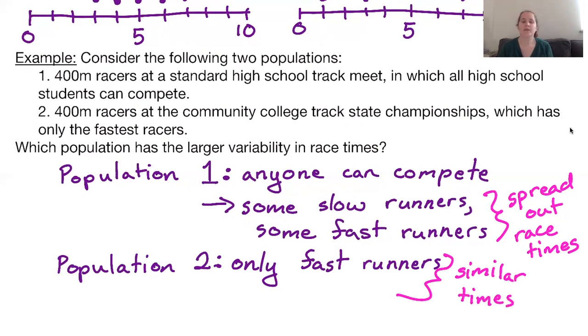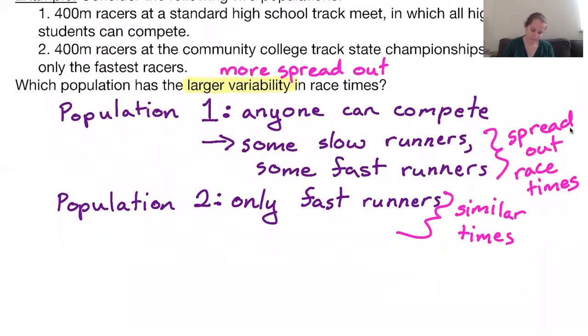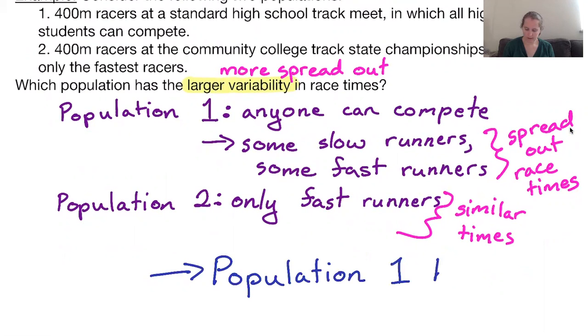So if we want to know the one that has larger variability, we are looking for the one that is more spread out. So that would be our population 1. So population 1 has the larger variability.